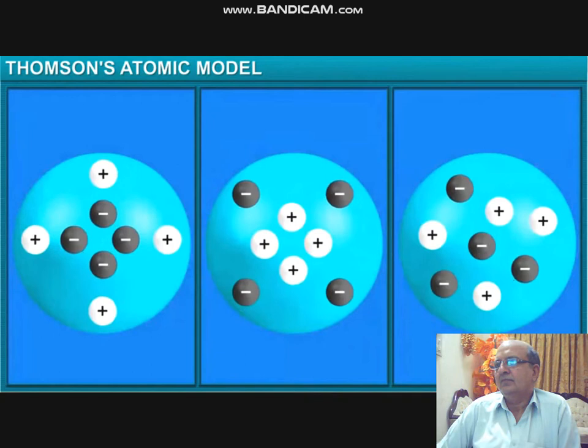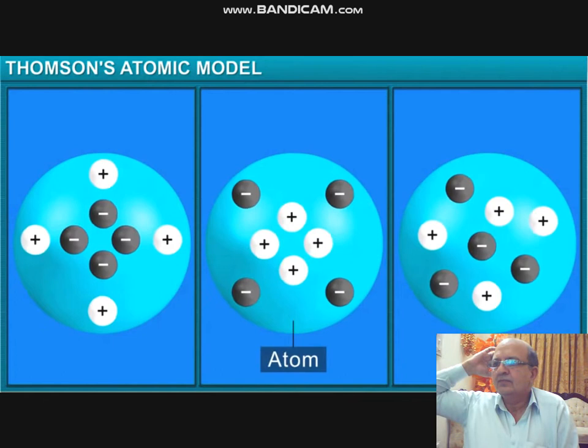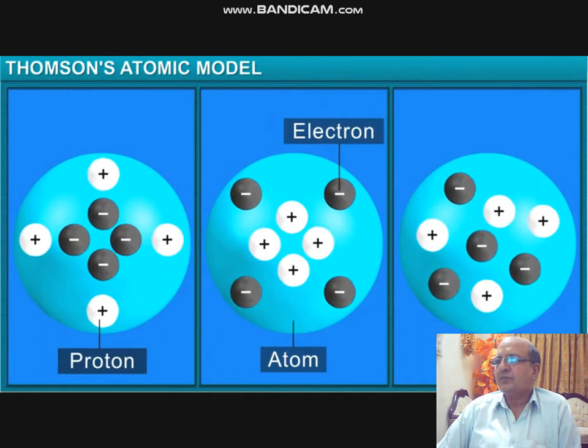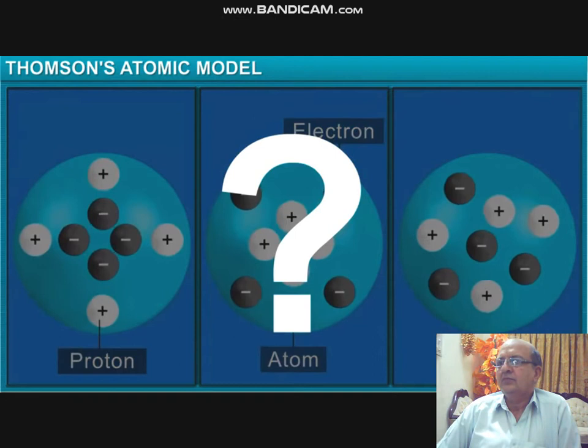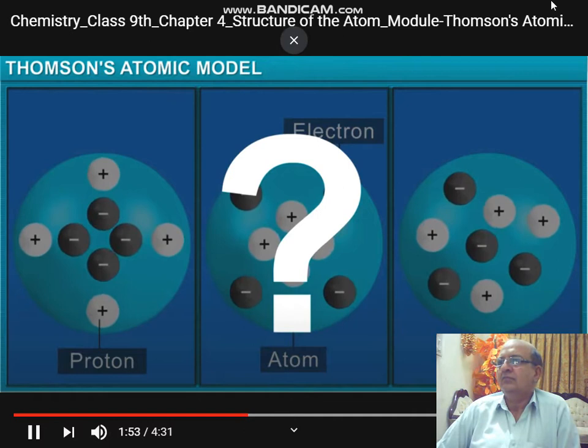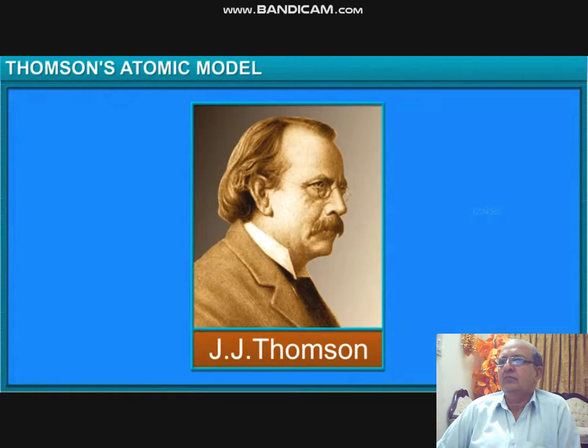These discoveries made the scientists believe that an atom was divisible and made up of electrons and protons. What they didn't know at the time was how these electrons and protons were arranged within an atom. They tried to understand this arrangement through various experiments. J.J. Thomson was the first to put forward a model to explain the structure of an atom.